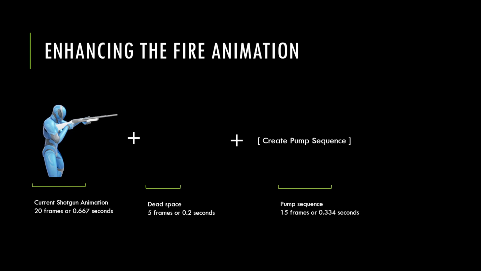So to create the animation, we're going to take the current shotgun animation, which is currently 20 frames. We're going to enable a little bit of dead space after that completes, maybe 5 frames. And then we're going to create a pump sequence over maybe 15 frames. So basically we're taking the exact same shotgun animation on the character, spacing it out, and then creating these sequences. And that all has to be done in an additive animation, so the workflow for that is a little bit different.